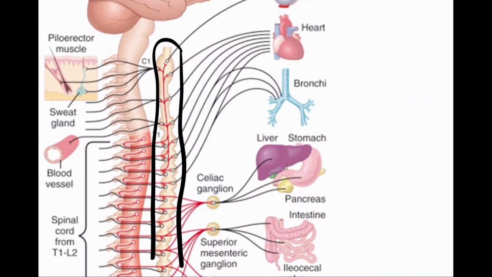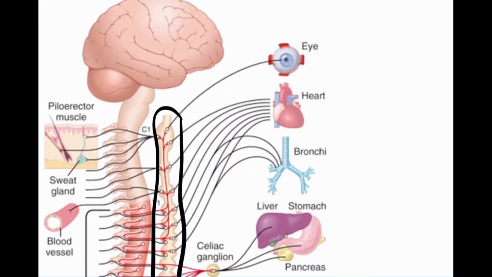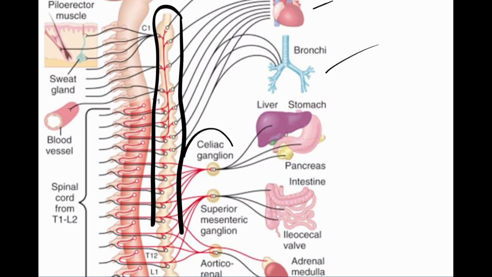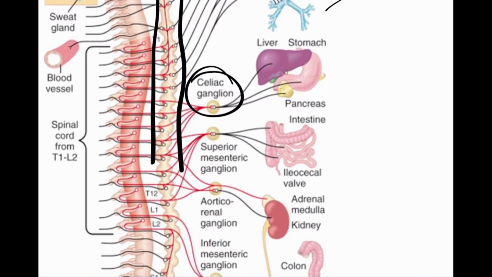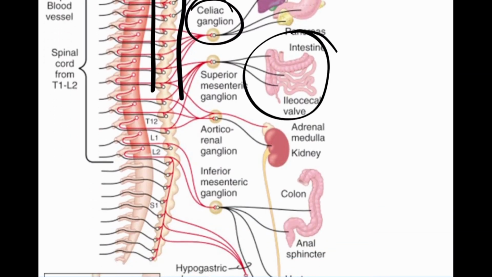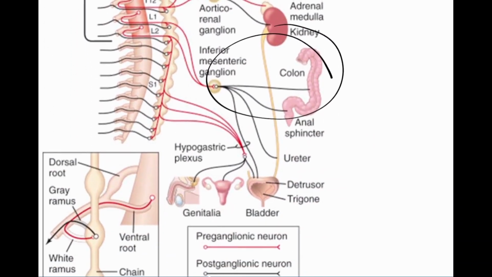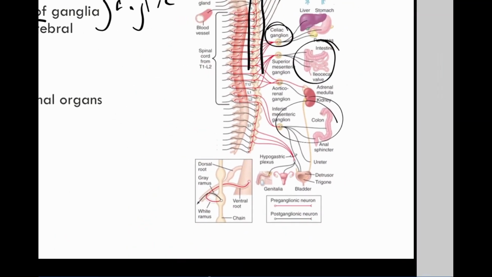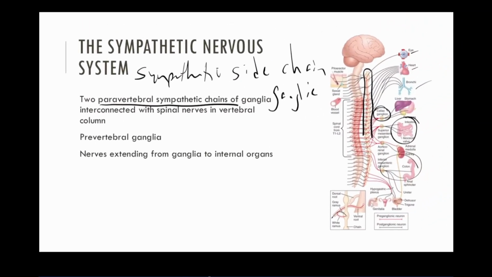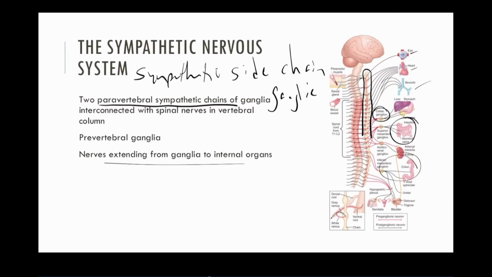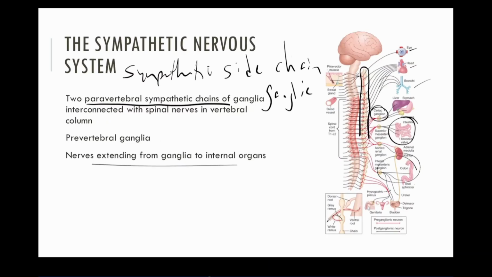And then you see they move out. Sympathetic innervates the eye, the heart, bronchi, liver, stomach, through the celiac ganglion. We have our intestines, kidney, colon, all for those sphincters, okay, to control everything so we can move stuff around. Okay, that is the sympathetic system. Nerves extending from the ganglia to the internal organs to have their effect on those organs.